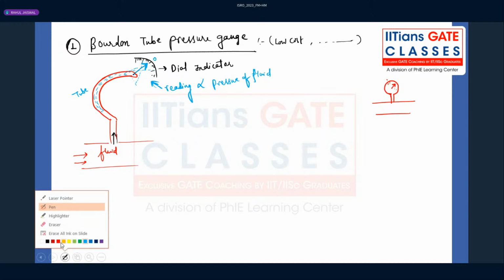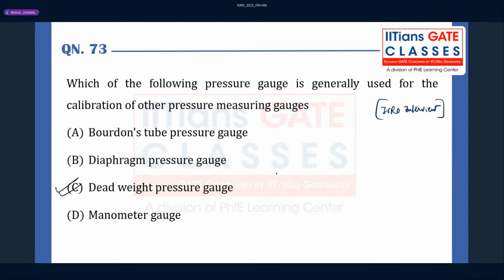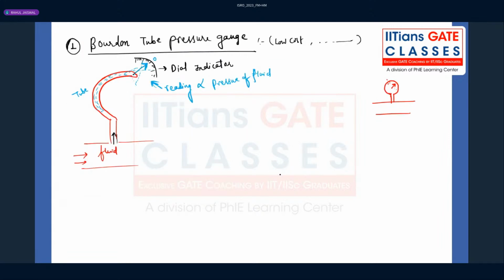Now when you compare this with the diaphragm, the second type, the diaphragm pressure gauge, what do you understand from the diaphragm pressure gauge here? You can note down the diaphragm pressure gauge, something like this.